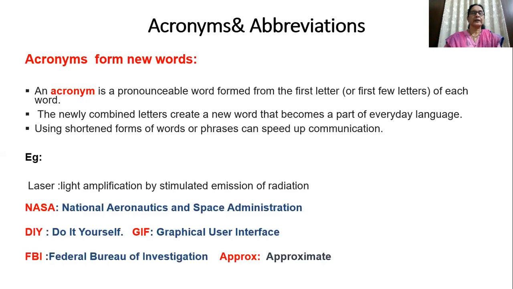An acronym is a pronounceable word formed from the first letter or first few letters of each word. So there is a phrase with so many words, and we take the first letter or first few letters of each word. The newly combined letters create a new word that becomes a part of everyday language.